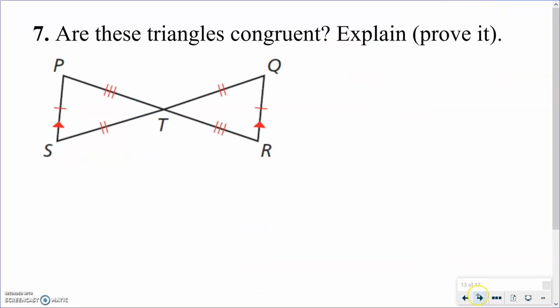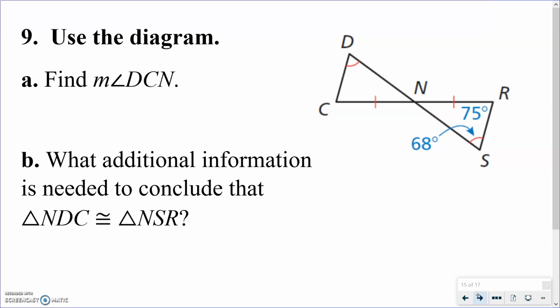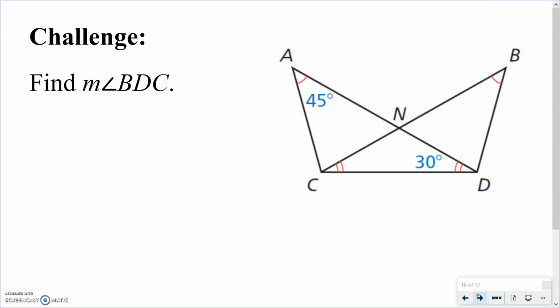Okay, there's 7, 8, and 9, and then a challenge as well listed on the notes. I am running out of time, and I would like you to look over those to try those and check your answers with the notes.